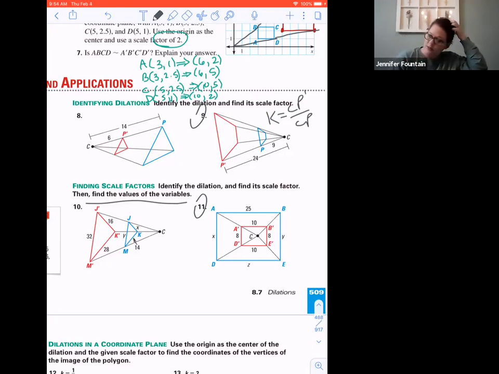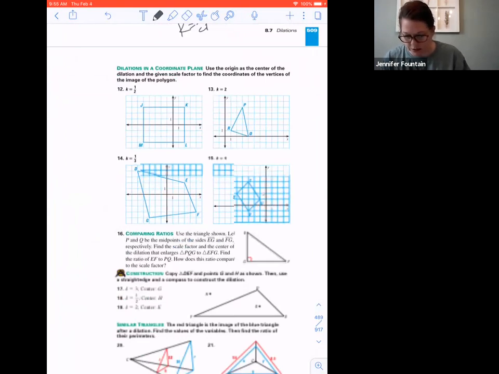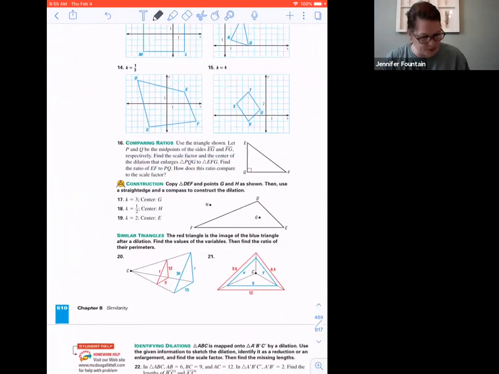The next one, number 11, identify the dilation, find its scale factor, then find the variables. Okay, so now not only am I going to have to do my k equals C prime over CP, I also have to set up my proportionality statements to show what my measurements are. Okay. Turn the page to 510 and we pick up with numbers 13 through 21 on this page.